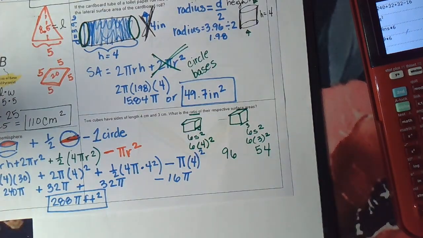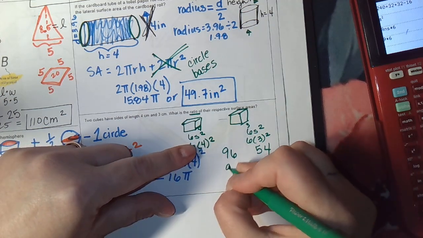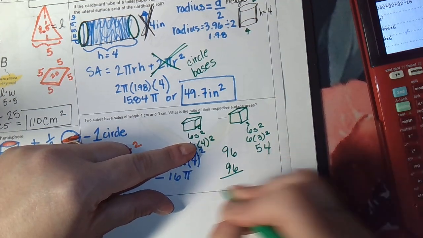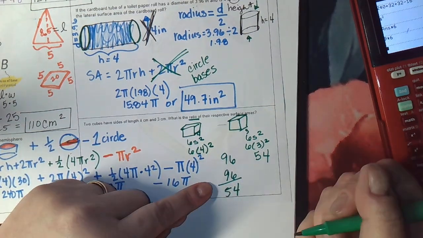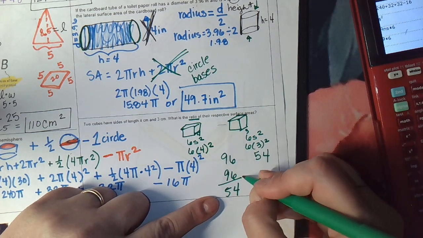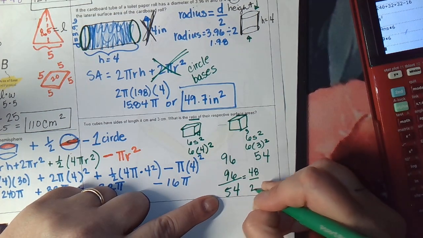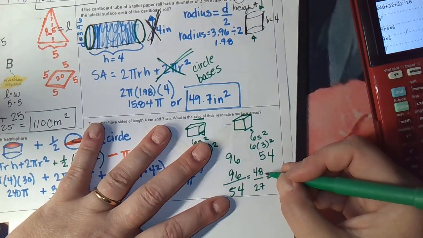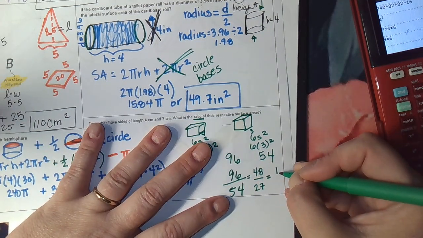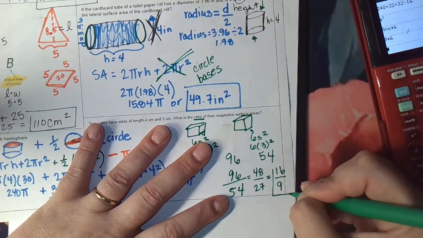Okay, when it says ratio, that means put those on top of each other. Whatever you got first for the 4 centimeter cube, so that's 96, over 54, and then see if you can reduce it. I know you can divide them by 2. That makes 48 over 27. And then I think you can divide it by 3. Yep, 16 over 9. Hey, that's your ratio.